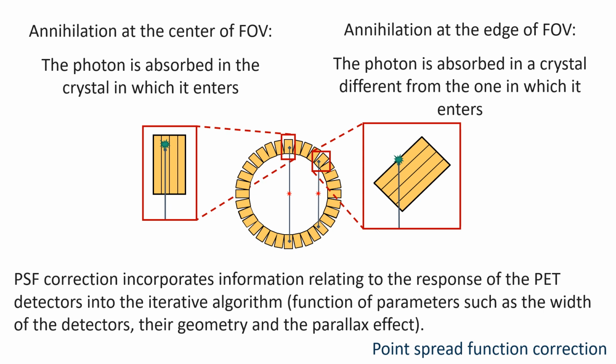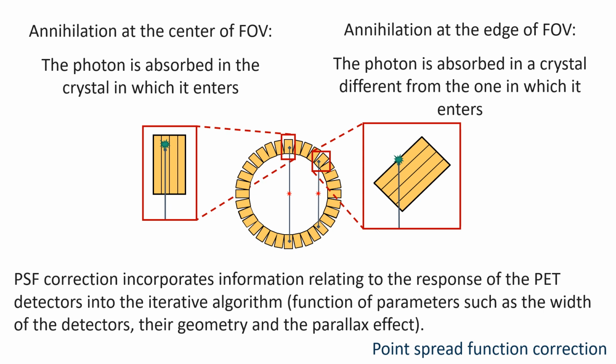On the other hand, when annihilation occurs at the edge of the field of view, the photons are absorbed in a crystal that is different from the one in which they enter, and the line of response is assigned to the wrong position. The error in assigning the line of response depends on the width of the detectors, on their geometry, and the parallax effect.